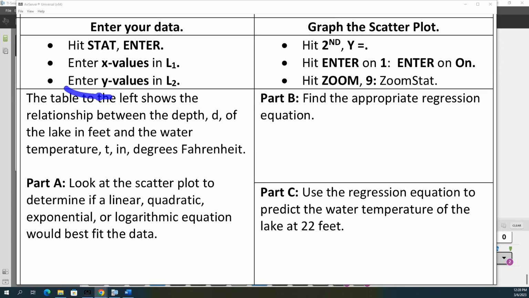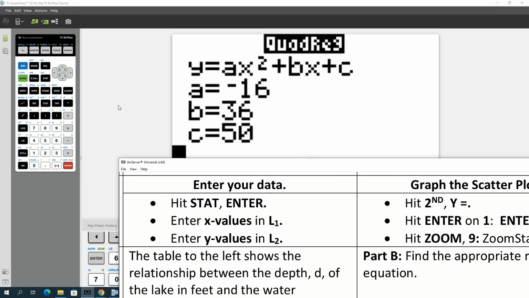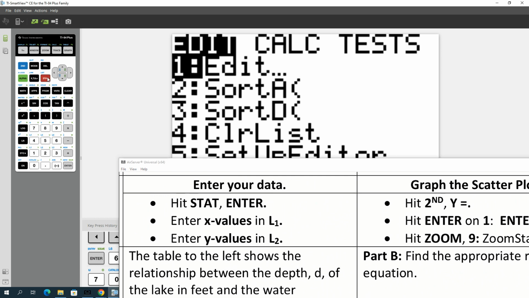The first step is to enter the data. So what you're going to hit is stat, and then enter. Stat is right beside where the arrows are. When it comes up, it's just edit, and that's what you want to do to put in the data. So you're going to hit enter on 1.